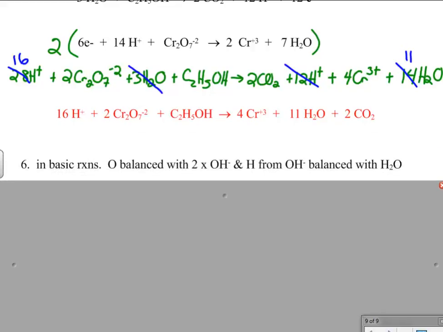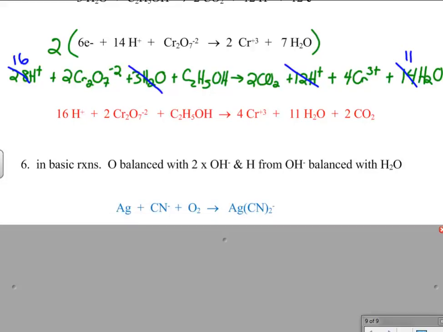If I balance a redox reaction in a basic solution, I'm going to do it a little bit differently. For oxygens this time, I'm going to use hydroxide, but what I do is 2 times as many hydroxides as I have oxygens. And then I balance the hydrogen from hydroxide with water. So starting out again, I'm going to assign charges to each of my elements in the reaction first of all. So my elements are 0.